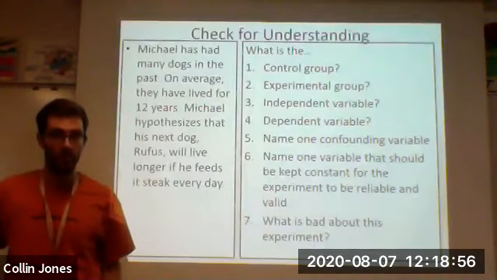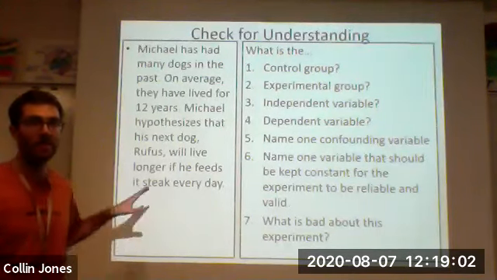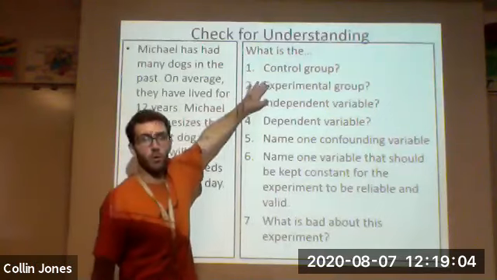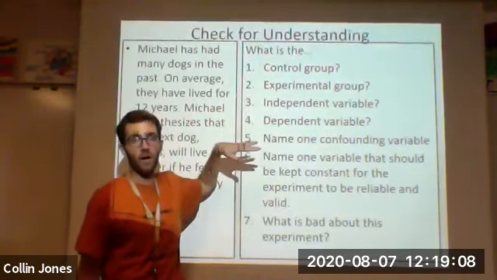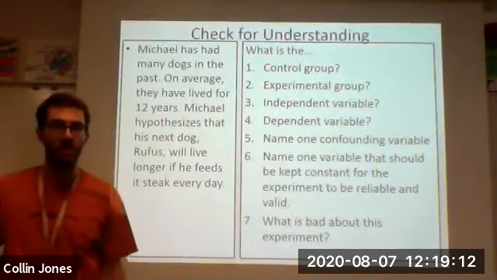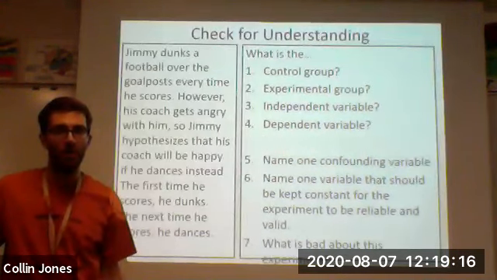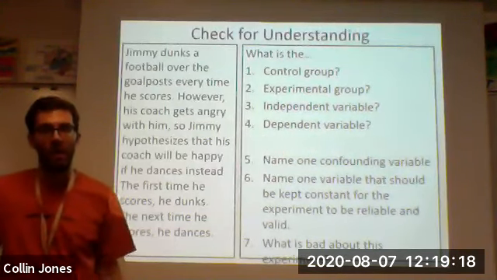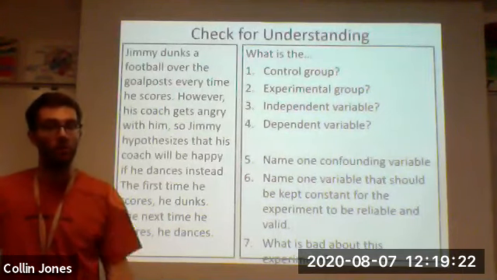So some practice for you. 3 little experiments that I made up here. These are not great experiments necessarily, but your job is to identify what's the control group, experimental group, the independent and dependent variable, what's confounding, what should be kept constant, and what might be bad about this experiment. So I have one here about Michael and his dogs. I have one about Johnny throwing a football. I have one here about Jimmy celebrating a touchdown. So if you want to go through those, we'll go over them in class together.